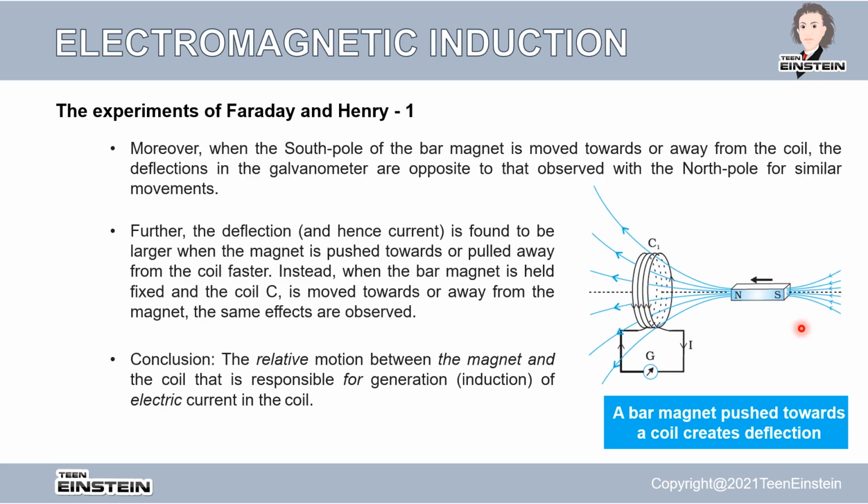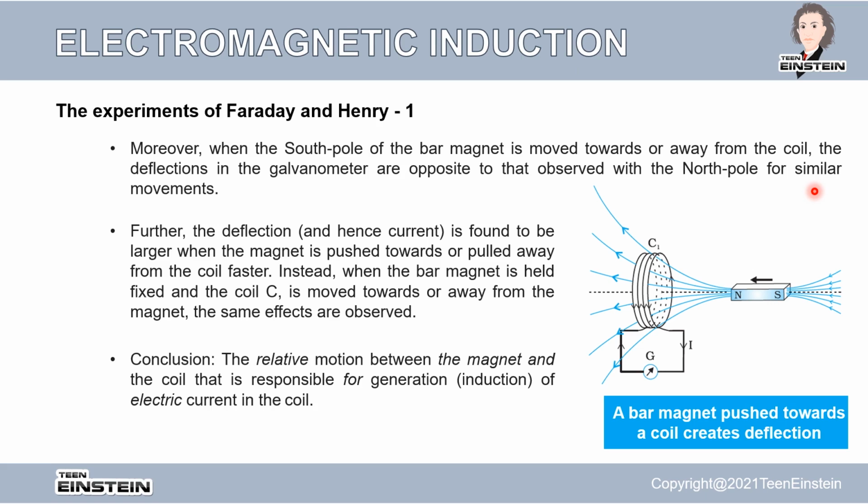And then what are the observations we had? What if we change the pole of the magnet? So when the south pole of the bar magnet is moved toward or away from the coil, the deflections in the galvanometer are opposite to that observed with the north pole for similar movement. Further, the deflection is found to be larger when the magnet is pushed towards or pulled away from the coil faster. So if you move the magnet faster, the deflection is larger. So it means that the amount of current produced is also larger when the magnet is moving faster.